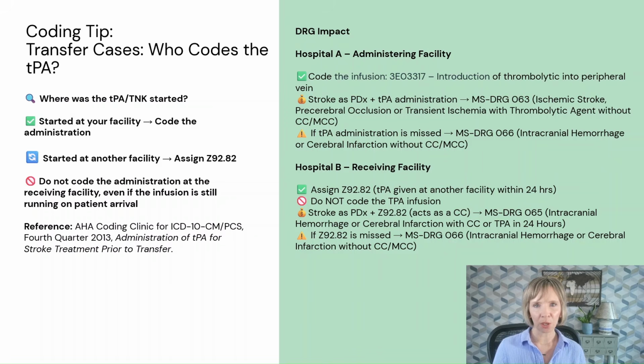In the example shown here, both the thrombolytic administration code and Z92.82 result in DRG movement for each hospital when they're correctly reported. So whenever you're reviewing a stroke or TIA transfer, be sure to determine where the thrombolytic was administered. That one detail will tell you whether to report the procedure code or to report Z92.82.